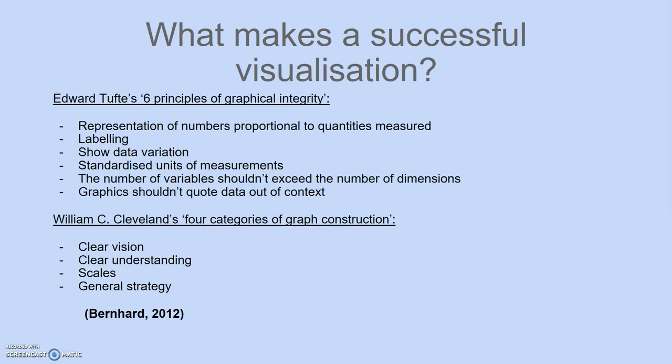The next thing to address is what makes an effective data visualization, which is explained by Edward Tufte and William Cleveland. Tufte's main focuses are on the representation of numbers, clear and detailed labeling, showing data variation using normal units, using 2D instead of 3D representations, and not using data out of context. Cleveland's principles, on the other hand, are less specific.